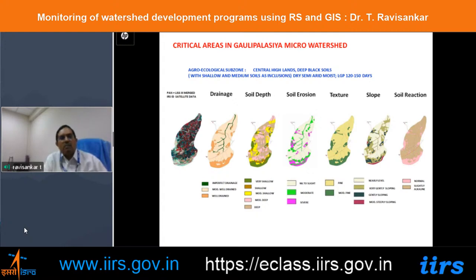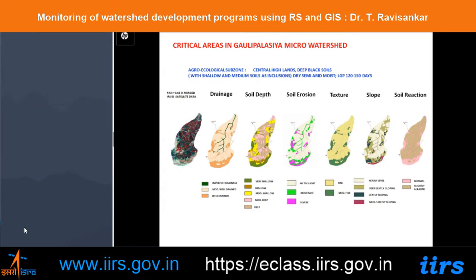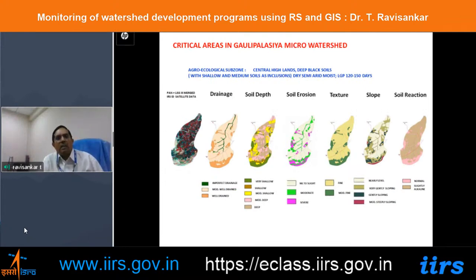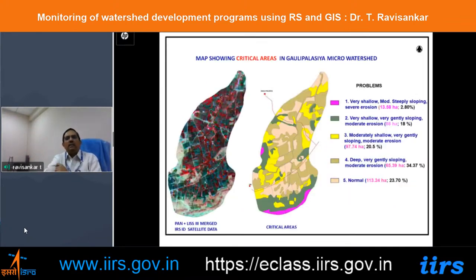For example, the drainage system, the soil depth, the soil erosion. We have to address the soil erosion component, that's why we have kept it as one of the critical parameters. And texture will not change. And slopes are there. You have to understand what the natural slopes are and where the interventions are required. Based on this information, we have identified the critical areas in the Gauli Palacia micro watershed.